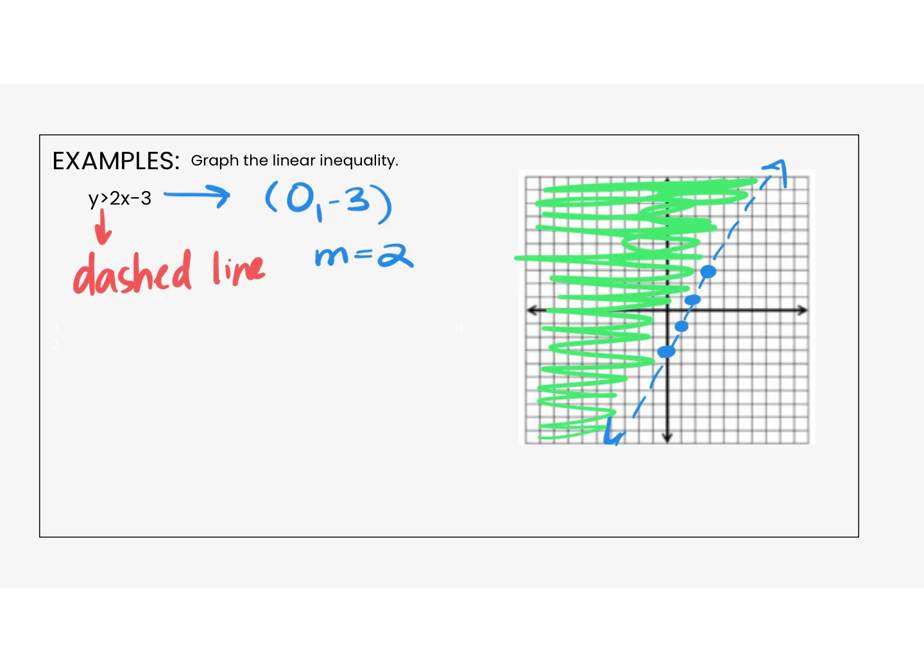And so again, that is greater than, so it is above the line, but if you're unsure, you can always test a point to figure out which direction you're going to shade. So that is the graph of that inequality. And all the points within the green show solutions of that inequality.